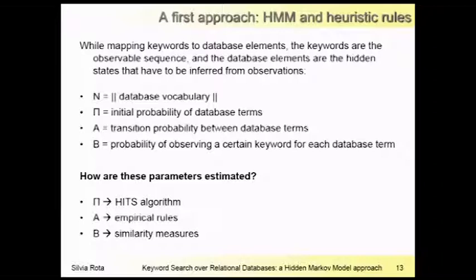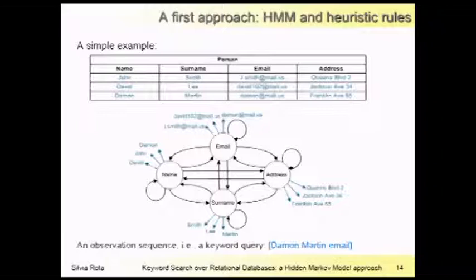In the first approach developed, we estimated the parameters with heuristics. To estimate the initial probabilities, we use an algorithm called HITS, which I will explain soon. To set the other probabilities, we use empirical rules and similarity measures. So let's start from an example of what the model is.